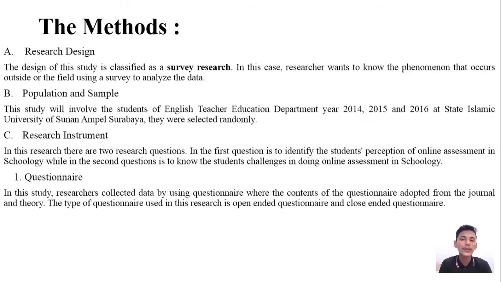So now I want to explain what methods the researchers used in this research to get information. The first one is about research design. The design of this study is classified as survey research. In this case, the researcher wants to know the phenomenon that occurs outside, in the field, using a survey to analyze the data. The aim of this study is to get information about the use of online assessment in Schoology, and also to find out the information about online assessment in Schoology. Therefore, researchers use survey research to describe and interpret what it is.